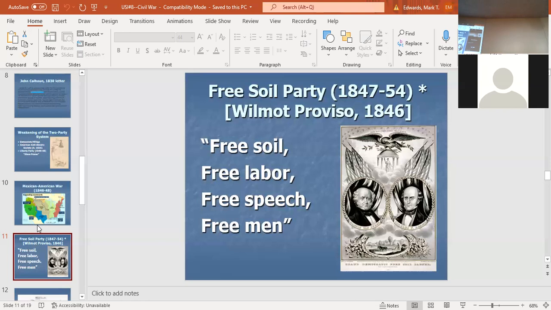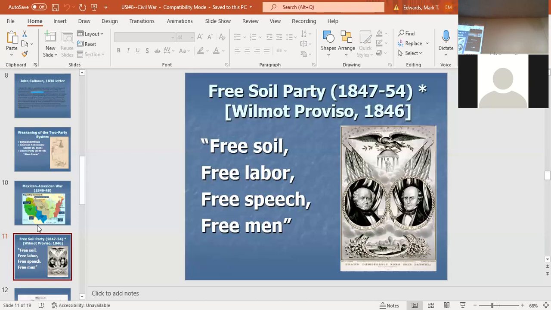Most Free Soilers did not care about the plight of enslaved persons. They cared about the future of the white population of the United States, and they believed that the white population of the United States would only be able to maintain their Republican freedoms if slavery was restricted to its existing bounds.